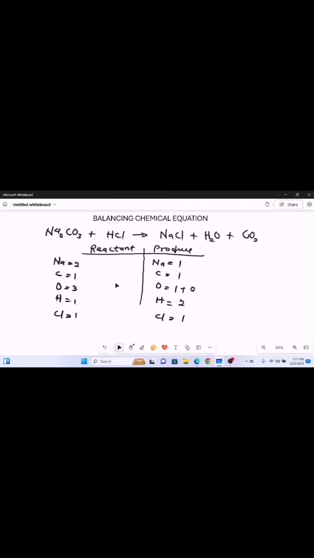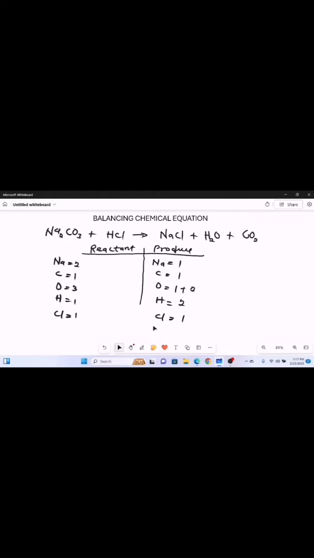Sodium, on the reactant I have 2 moles of sodium, but I have 1 mole of sodium on the product, so which means sodium is not balanced. Carbon is 1, 1 balanced. Oxygen is 3, 3 balanced. Hydrogen is 1 and 2 not balanced. Chlorine is 1, 1 also balanced.